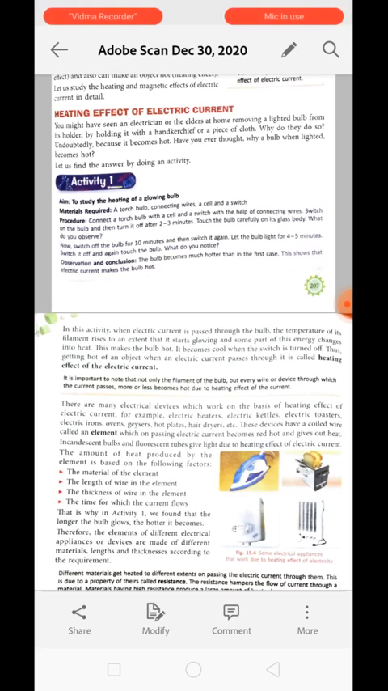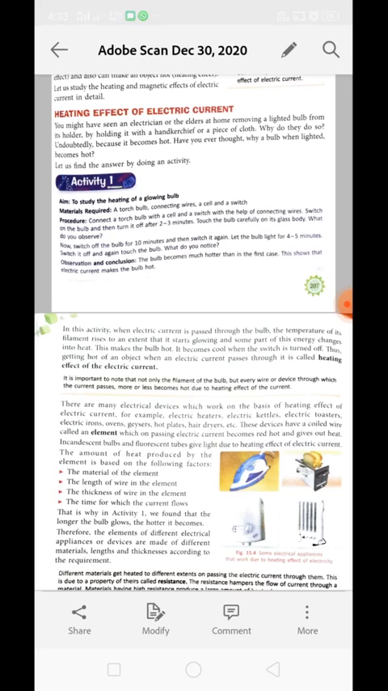It is important to note that not only the filament of the bulb, but every wire or every device which lets the current pass through it becomes hot due to the heating effect of electric current. Understood?